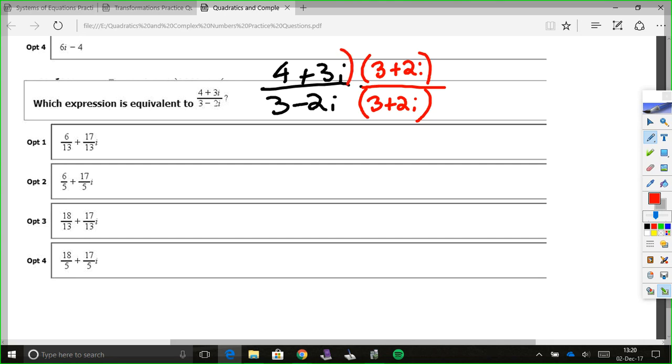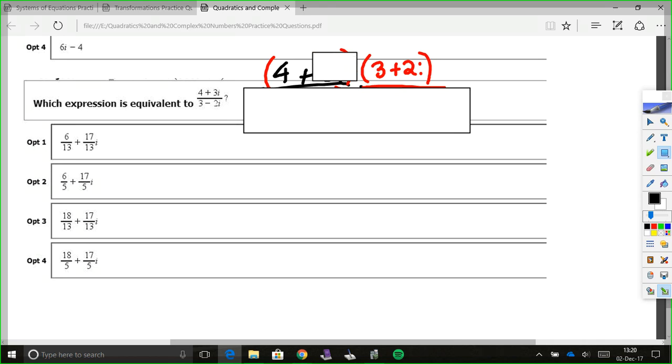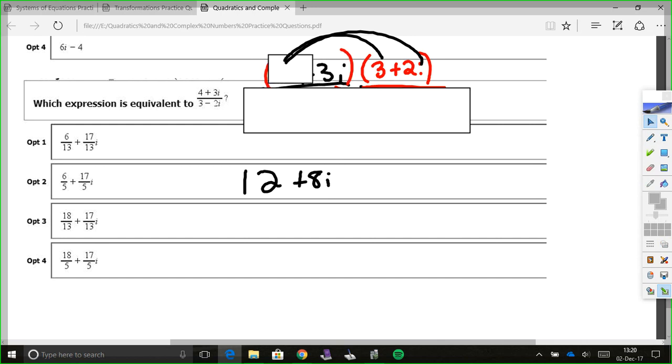All right, let's put these in parentheses too. Now we're multiplying, so we distribute. Let's focus our attention on the top first. Let me cover up the bottom so that's not in our way. We're going to distribute the 4 first. So 4 times 3 is 12, and 4 times 2i is 8i. And then let's distribute 3i. So 3i times 3 is 9i, and 3i times 2i is 6i squared.